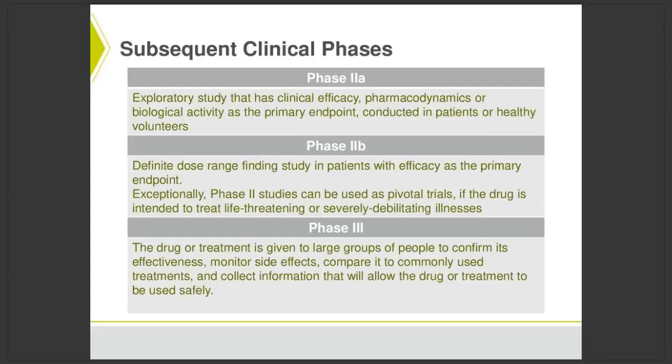And then your traditional phase 3, this is where you are giving it to a very large group of people to confirm the effectiveness that you saw previously in the phase 2 study, to monitor the side effects, to look at comparative information, and to collect any other information you need regarding the drug itself, basically to make sure that you're able to administer the treatment safely.